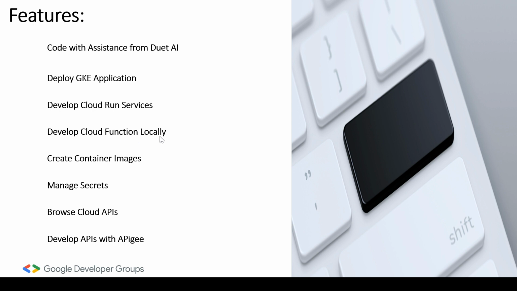I mean, develop your Cloud Functions locally. You can also create your container image. You can manage secrets. If you're using a database, you can even manage secrets from the Google Cloud APIs within your IDE. You can also browse for Cloud APIs. Let's say you want your application to have a backend from a Cloud SQL database or Datastore. You can enable those APIs within the IDE, and if you want, you can develop your APIs from Apigee.